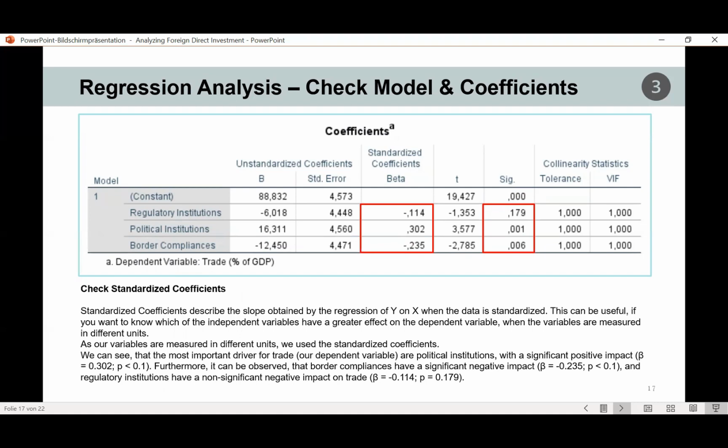Looking at the standardized coefficients, we can see that the most important driver for trade is political institutions with a beta of 0.302. Border compliance has the second highest but negative impact on trade with a beta of minus 0.235, and regulatory institutions have the smallest and also negative impact with a beta of minus 0.114, which was also not significant.